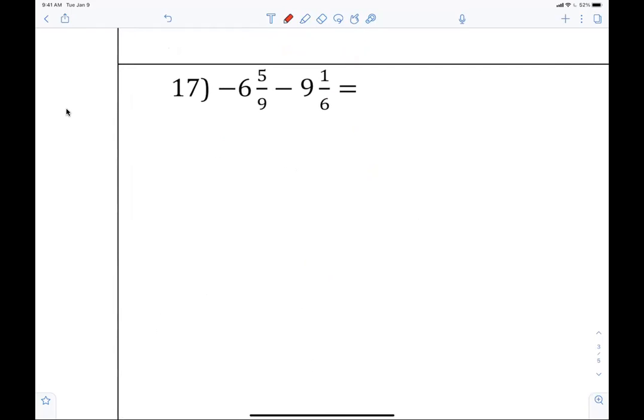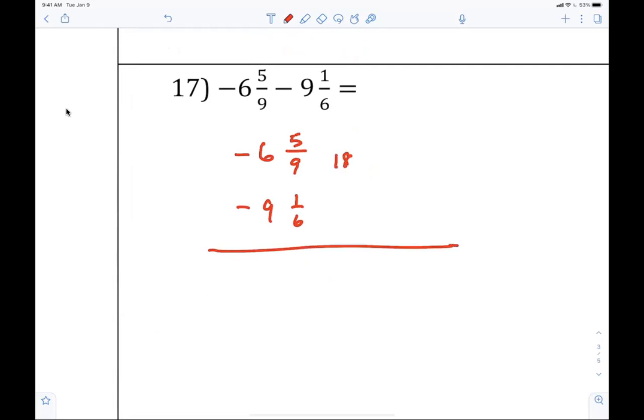First thing you need to ask yourself is, are we adding them or subtracting them? Adding them because they're both negative. Does everybody agree with that? Now, let's just write it. Negative 6 5/9. Negative 9 1/6. And then tell me what the common denominator is. 18. So I want everybody to put an 18 here.